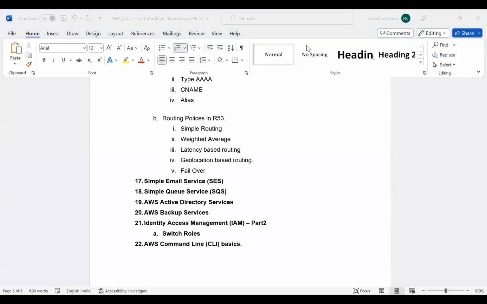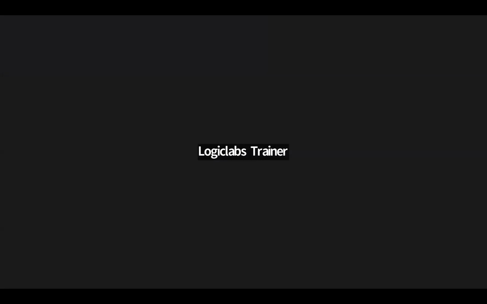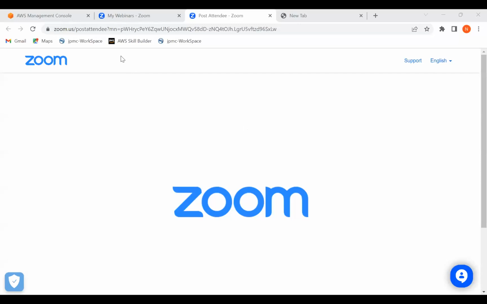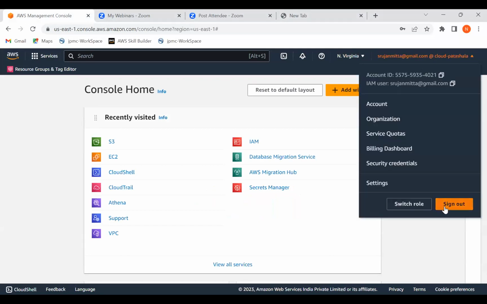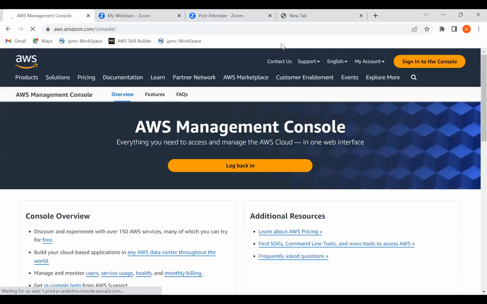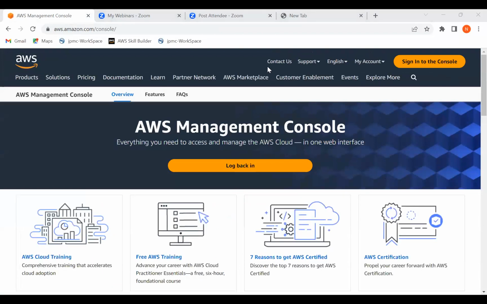So let me stop the screen and reshare the screen. One second. So you're all able to see the console, right? The AWS console. Let me go from scratch. Let me log out and log in here. I would say sign out. One second.